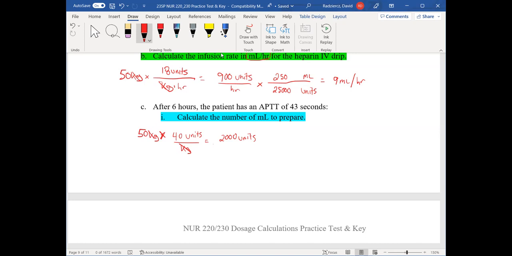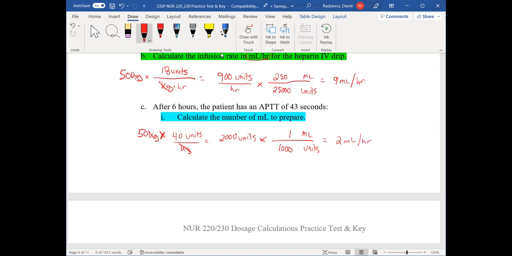All right, 2,000 units. Remember, this is our bolus. So remember what our bolus dose strength is. It was 1 milliliter, 1,000 units. So my answer would be 2 milliliters per hour.